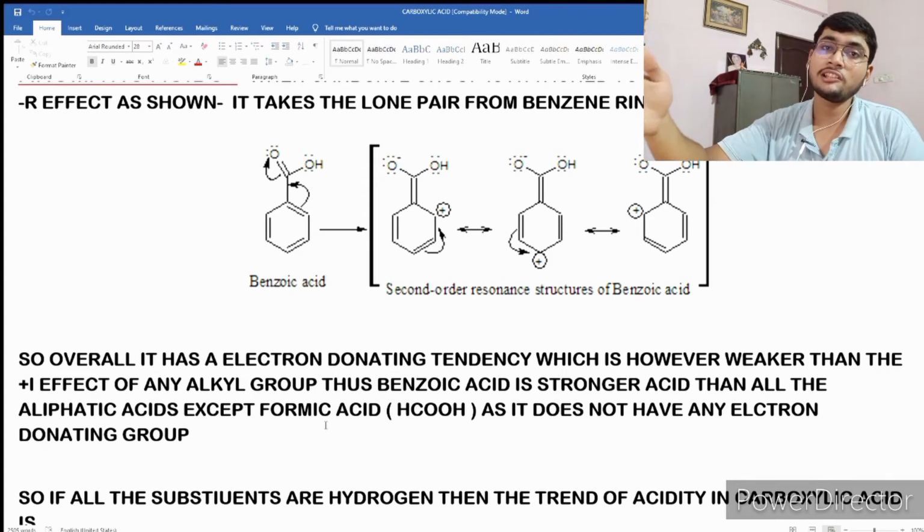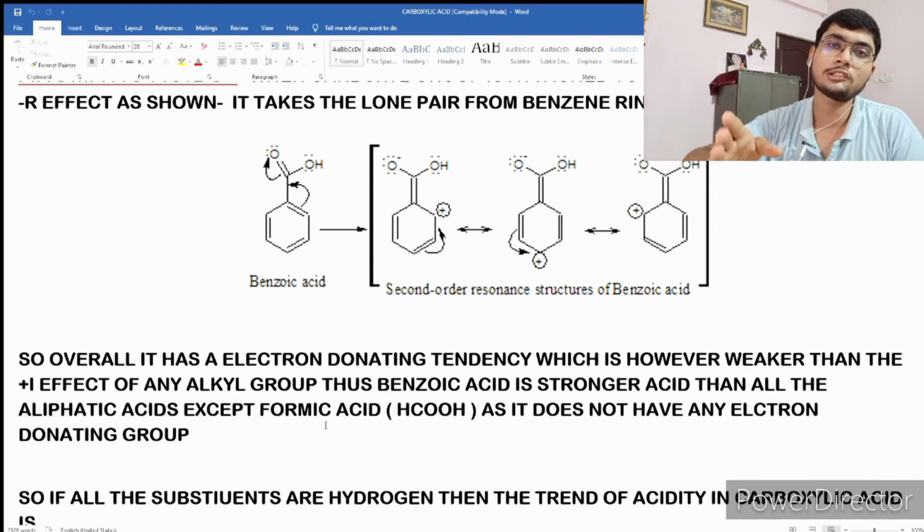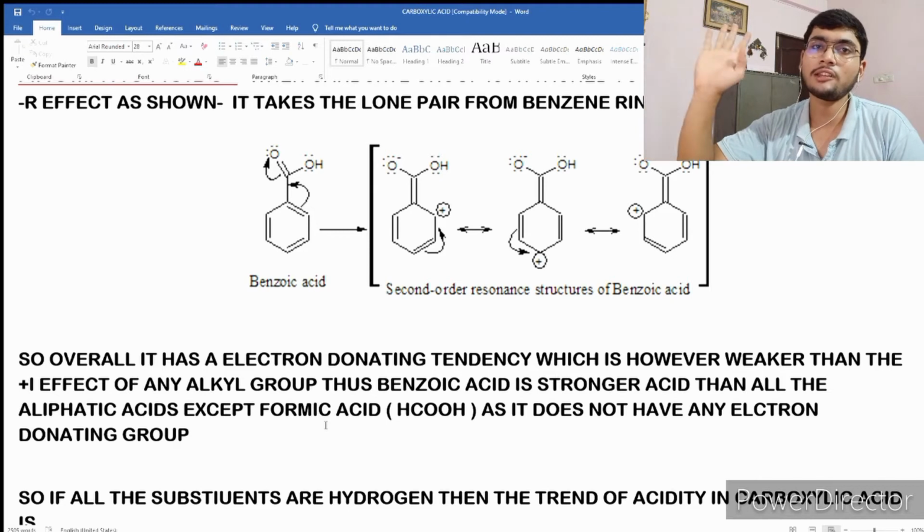Okay, now the benzene ring will also intensify the negative charge, but the magnitude is less, so that's why it is a stronger acid than an aliphatic acid. But if you see formic acid, which is HCOOH, the carboxylic group is attached to a hydrogen, which is neither a plus I effect group nor a minus I effect group. It will do nothing to the carboxylate ion. It will neither intensify nor reduce the negative charge on it.